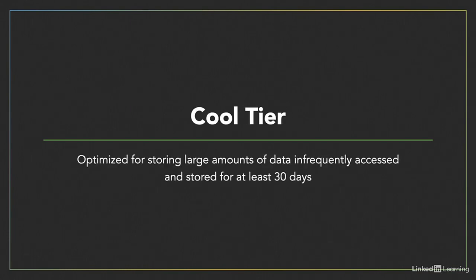The cool tier is optimized for storing large amounts of data that is infrequently accessed and stored for at least 30 days. Storing data in the cool tier is more cost-effective, but accessing that data may be somewhat more expensive than accessing data in the hot tier.